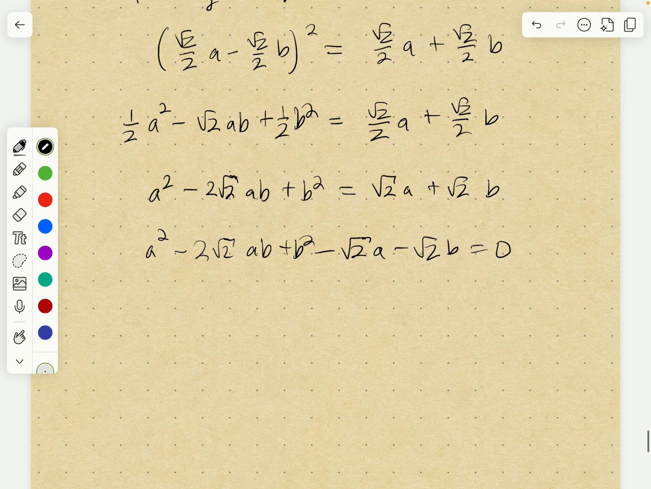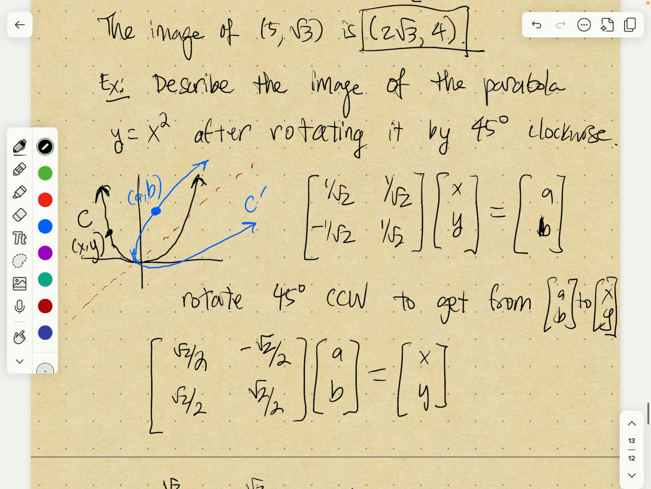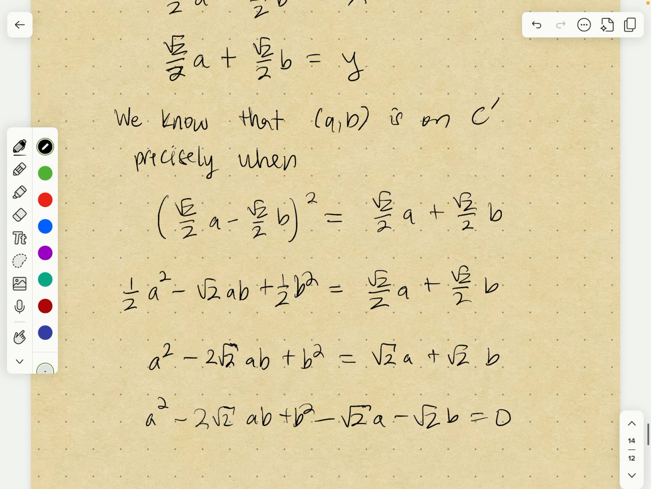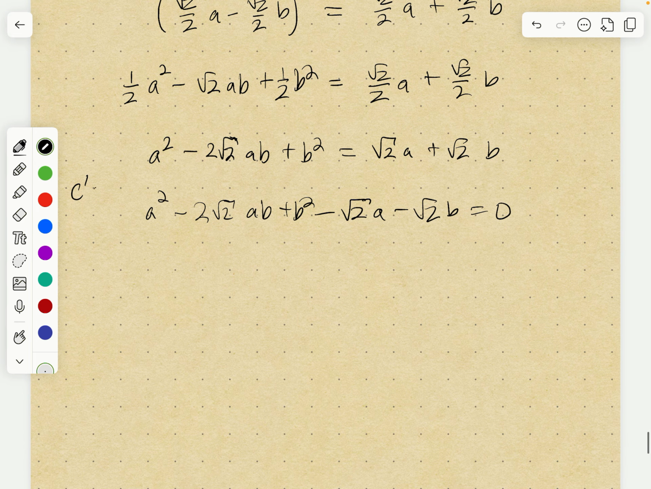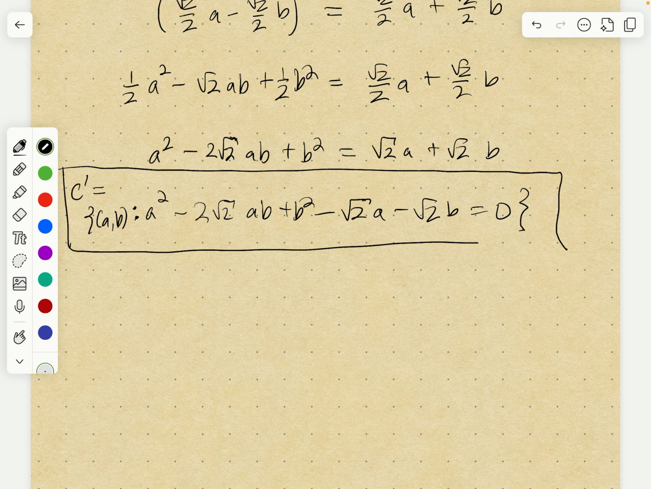And that's the equation of the curve C prime. So C prime is the set of all a and b that satisfies this equation. That's the description of C prime that we were looking for. So now you see how you can use matrices to figure out what's going on. You can rotate, of course it's not just necessarily parabolas, you can rotate all sorts of things, right?